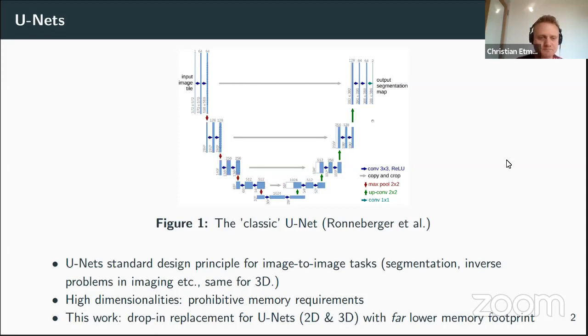So for many real-world problems, it is actually not possible to use at least full resolution 3D volumes with a UNet, for example. In this work, we try to introduce a drop-in replacement for these classic UNets, which work as well in 2D as in 3D, that have a far lower memory footprint. And the technique we will be using is by the use of invertible networks.